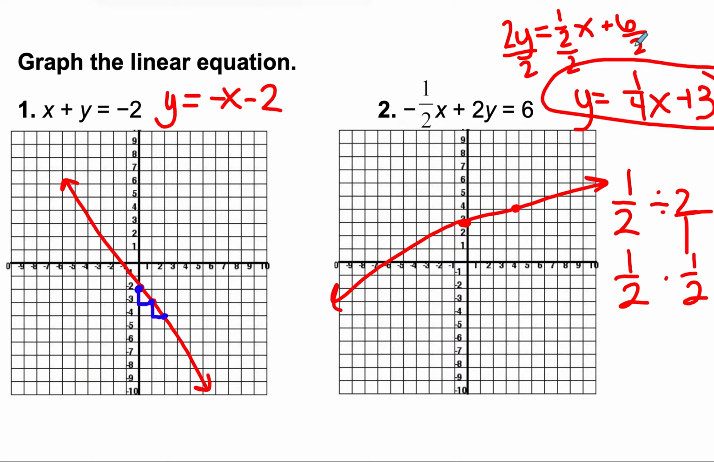And then my 6 divided by 2, I got 3. So I have 1/4 x plus 3 as my equation. So 3 is my y-intercept. So on the y-axis, I started at 3. 1/4 is my slope, so I'm going up 1 point. I'm going over 4 to my next point there. So my second point is at (4, 4). And then I just connect those two with a straight line going all the way through that graph space.